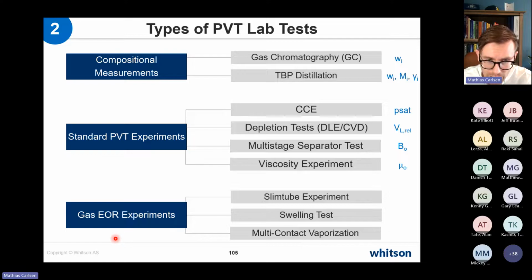We have the slim tube experiment for gas EOR that gives you the MMP by multi-contact. The swelling test gives you the MMP by first contact. And then we have an experiment called multi-contact vaporization that gives you the vaporization efficiency.